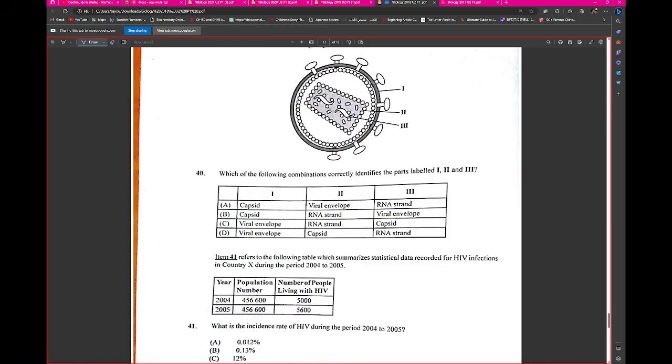But the capsid, I think the capsid would be in the middle, right? So I think that makes sense. And then the outer membrane would probably be the viral envelope. So yeah, I think it's fine.